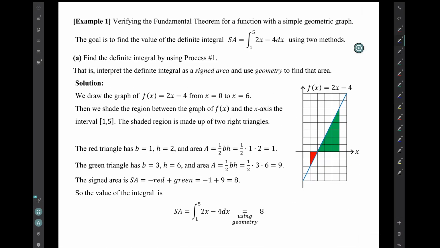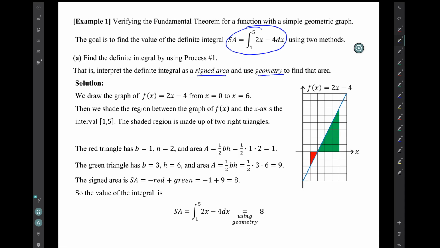Example 1. The goal is to find the value of this definite integral using two methods. Question A will find the definite integral by using process number 1. That is, we'll interpret the definite integral as a signed area and just use geometry to find that area.